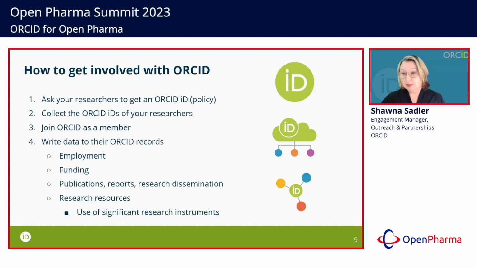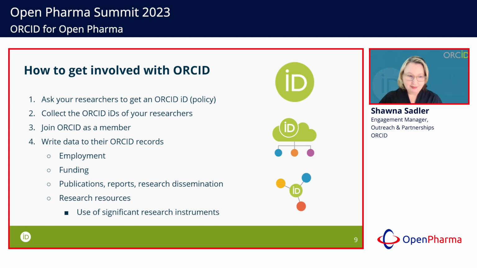If you're considering some policies at your organization, a popular policy is to ask your researchers to get an ORCID ID and share it with your organization, and to make sure your organization has a system to collect all of these ORCID IDs. If you'd like to join ORCID, then we can connect you to the APIs to be able to read and also write data to ORCID records, and then you're also able to update data as well.